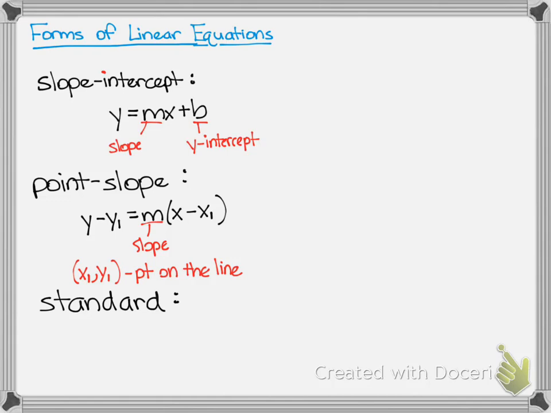And then the last one is standard form. The standard form of a line is simply ax plus by equals c. Okay, on this one, a, b, and c just stand for constants, and x and y are variables. They are points on the line. Okay.